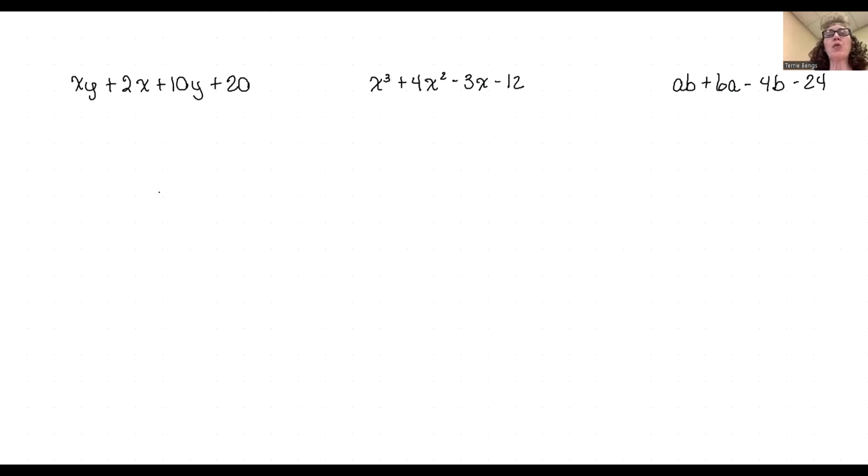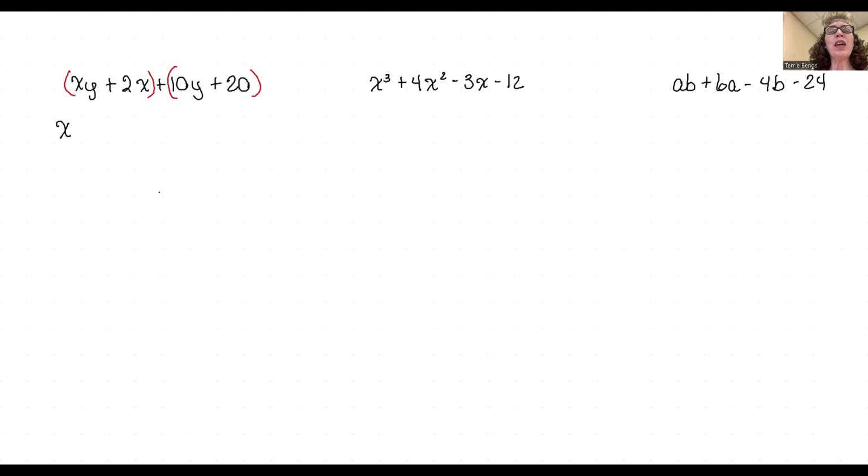When we talk about grouping, there's usually going to be four, and we're usually going to take the first two and put a parenthesis around them, and the second two and put a parenthesis around them. So we're just going to group them together. Then we're going to look at those first two, xy and 2x, and say, what do they have in common? Well, they both have an x.